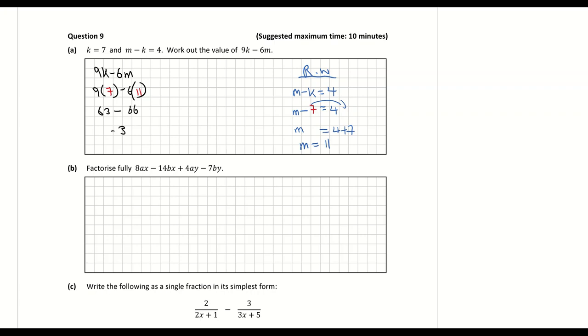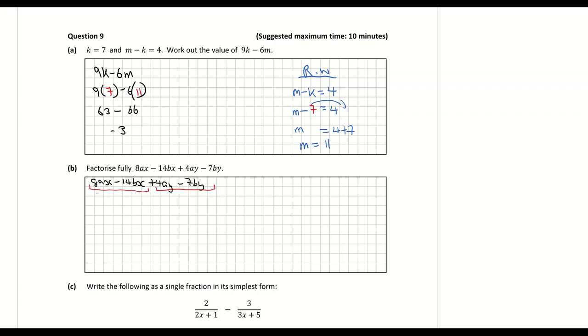Looking at part B to that question, I have 8ax minus 14bx plus 4ay minus 7by. So this is factorizing by group here. So we'll do it both ways. I'm just going to go through the first one. So we factorize the first two, then factorize the second two.